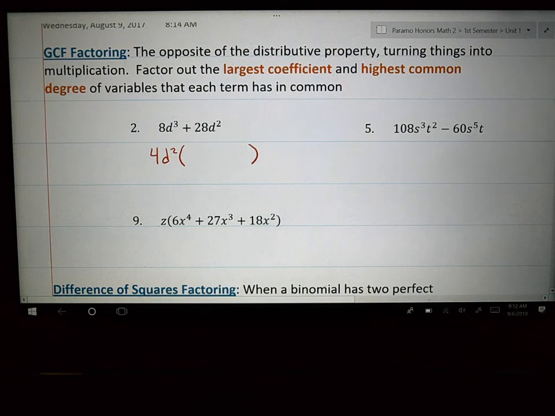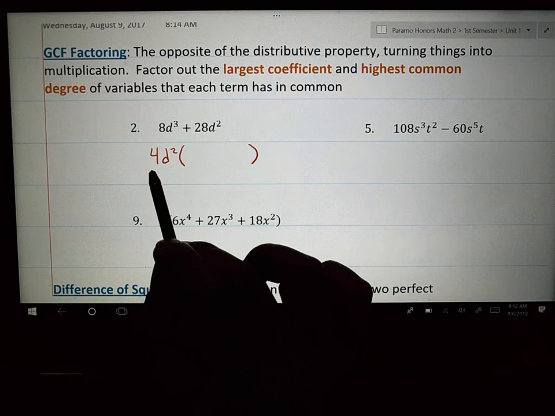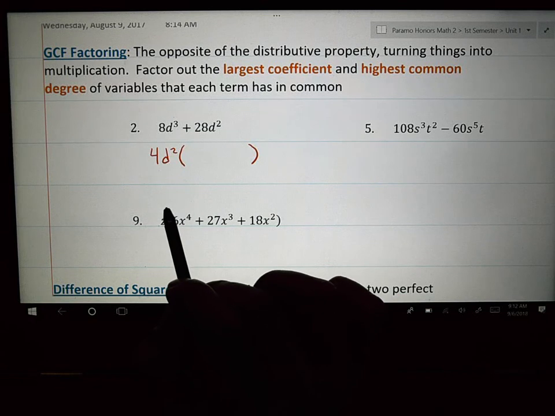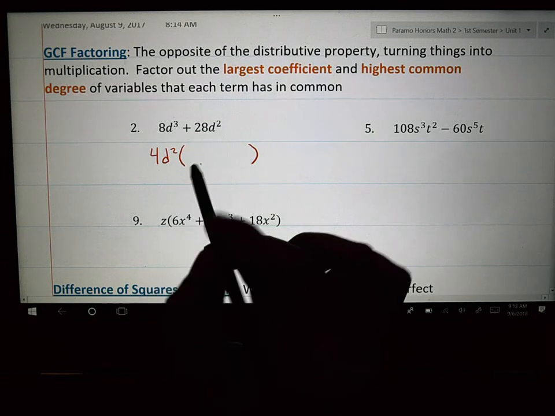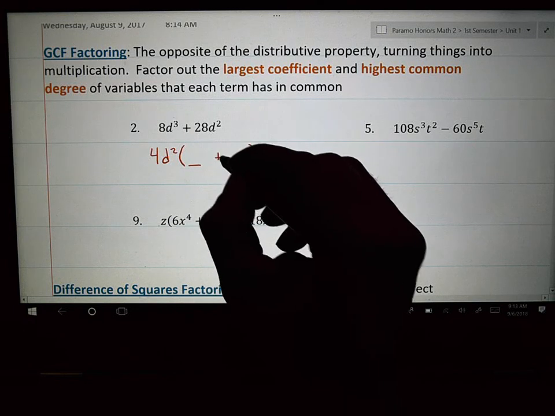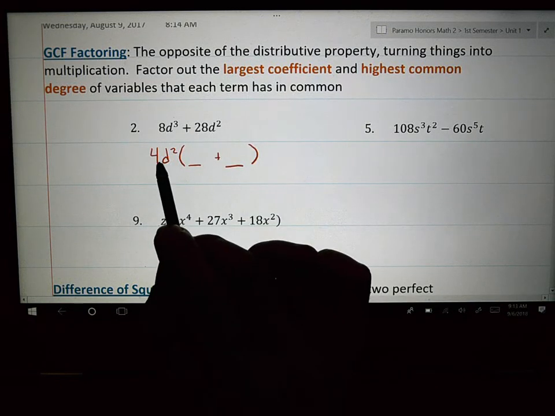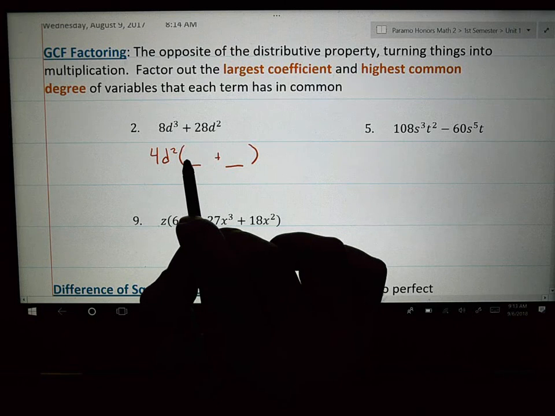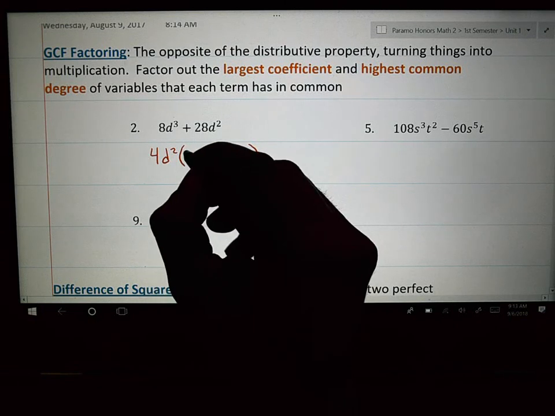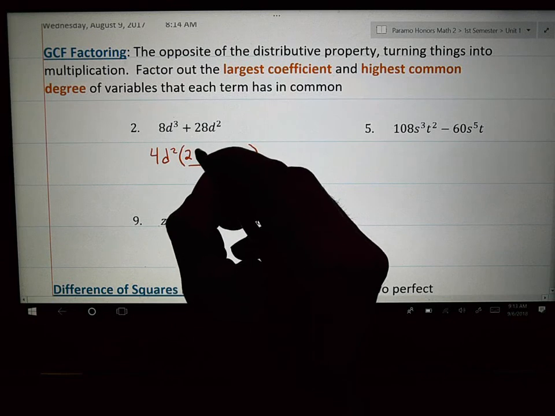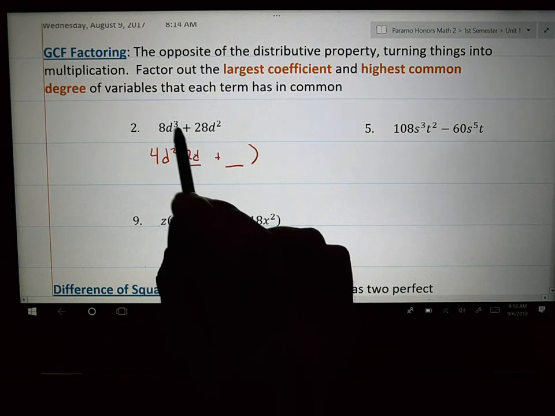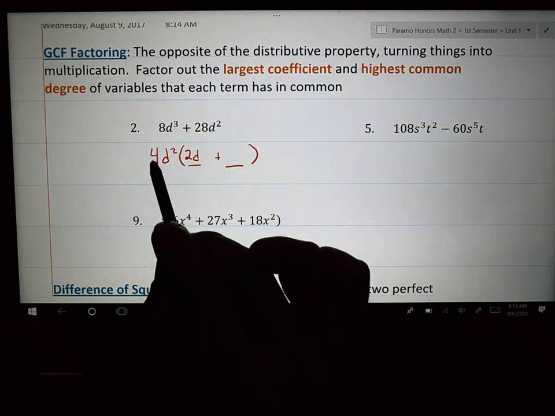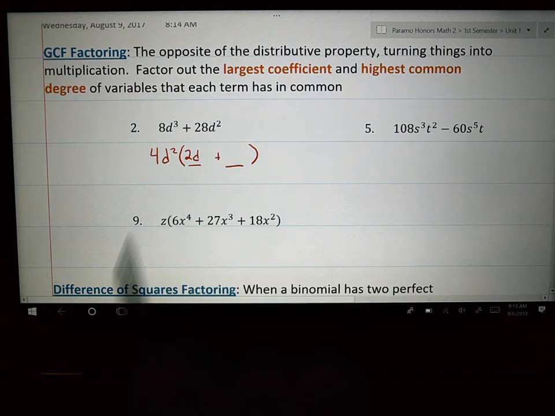When you factor out this GCF, this is called the greatest common factor of both of these two terms. You put it in front of your parentheses, and then you figure out what has to go here for your first term, plus what has to go here for your second term. In other words, 4d squared multiplied by what gives you the 8d to the third? What do I need here? 4 times what gives me the number? And the letter. Because this would then multiply to be that first term.